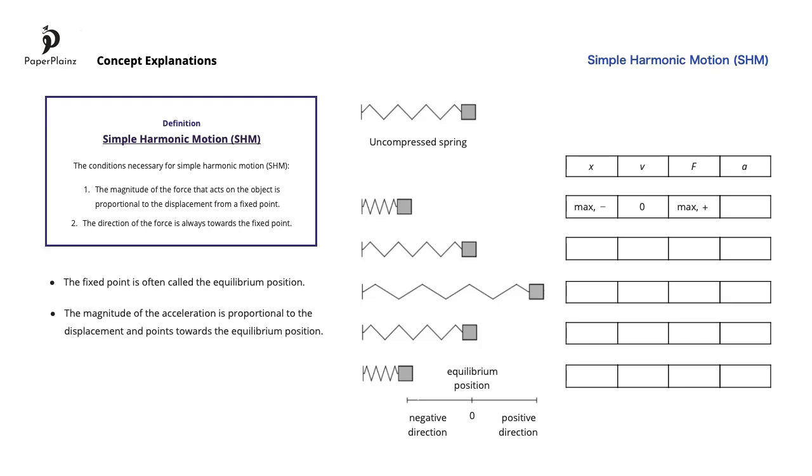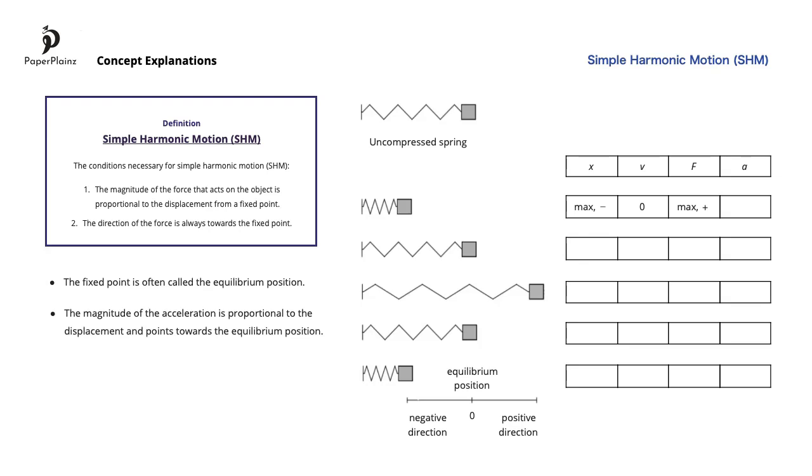The second way to reach this conclusion is by focusing on the definition. The first point in the definition states that the magnitude of the force is proportional to the displacement. Since here the magnitude of the displacement is at its maximum, the magnitude of the force must also be at its maximum. The second point in the definition states that the direction of the force is always towards the fixed point or the equilibrium position. Therefore, the force must be pointing to the right, and since we chose the positive direction to be towards the right, the force here is positive.